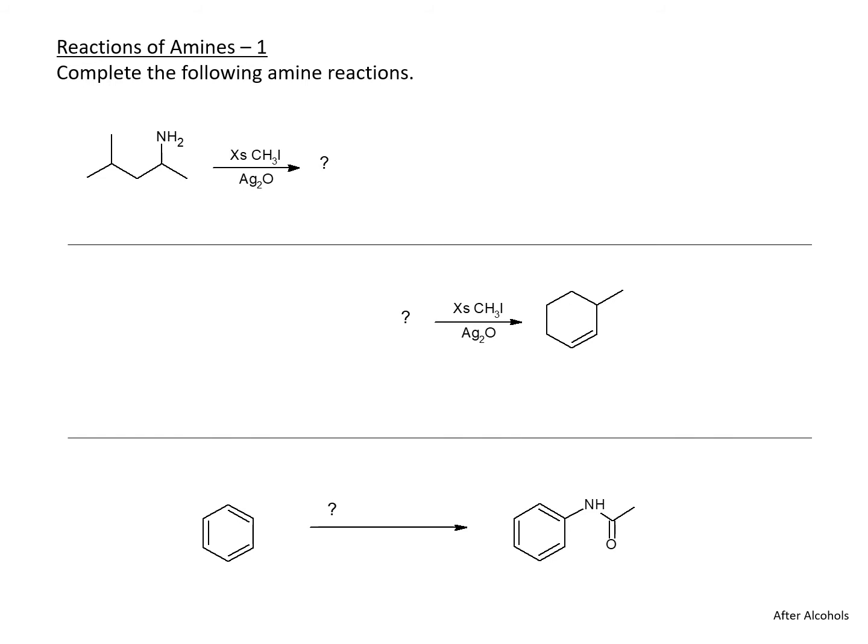The first one is a true amine reaction, which is treating an amine with excess of methyl iodide and silver oxide. When you treat an amine with excess of methyl iodide, you end up getting Hoffman elimination. So the first reaction here is actually Hoffman elimination. And with Hoffman elimination, remember you end up getting the Hoffman product. Hoffman product is an alkene, and that alkene is less stable or less substituted.